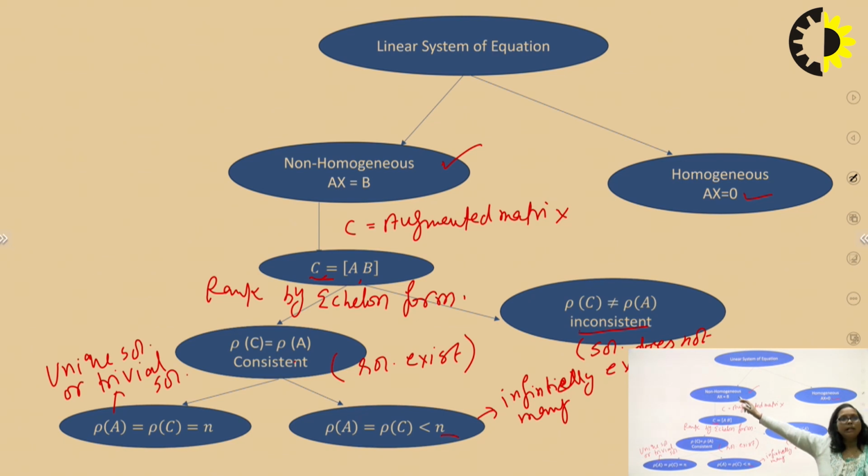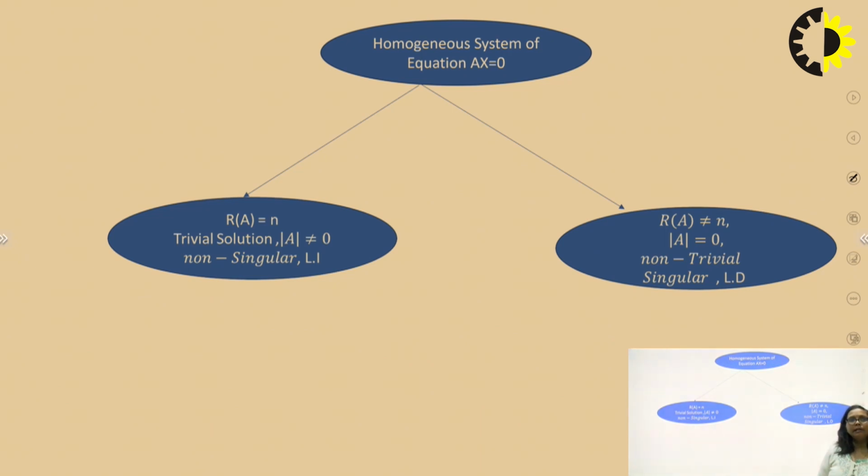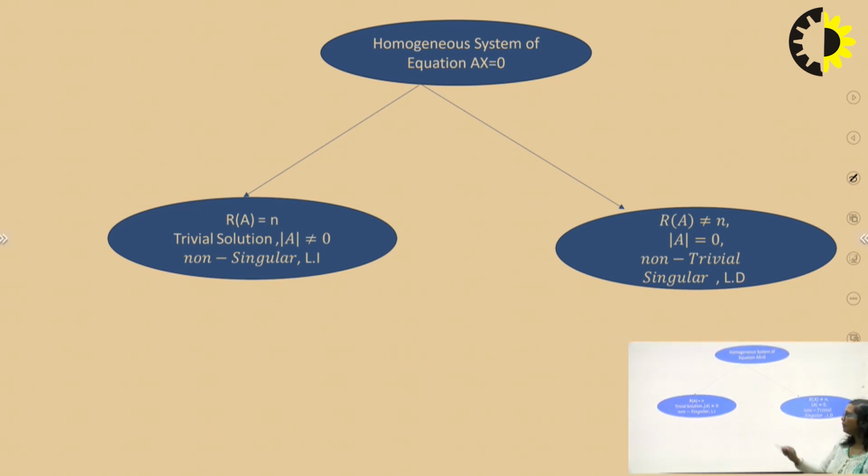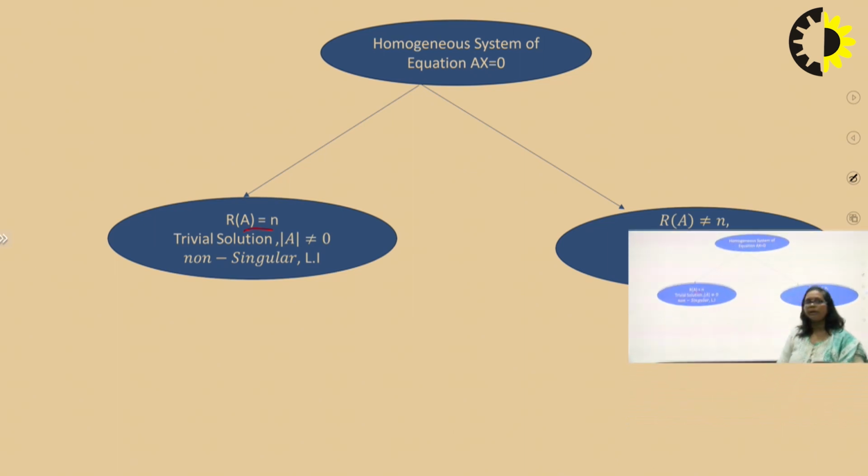Here we have discussed the condition only for the non-homogeneous system of equations. Now we discuss the homogeneous equations. Now in homogeneous, since this matrix B is 0, when we try to make the augmented matrix, what happens if this matrix B is 0? The augmented matrix here is nothing but the same as the coefficient matrix A. So for the homogeneous system of equations, we have only one matrix, which is the coefficient matrix A.